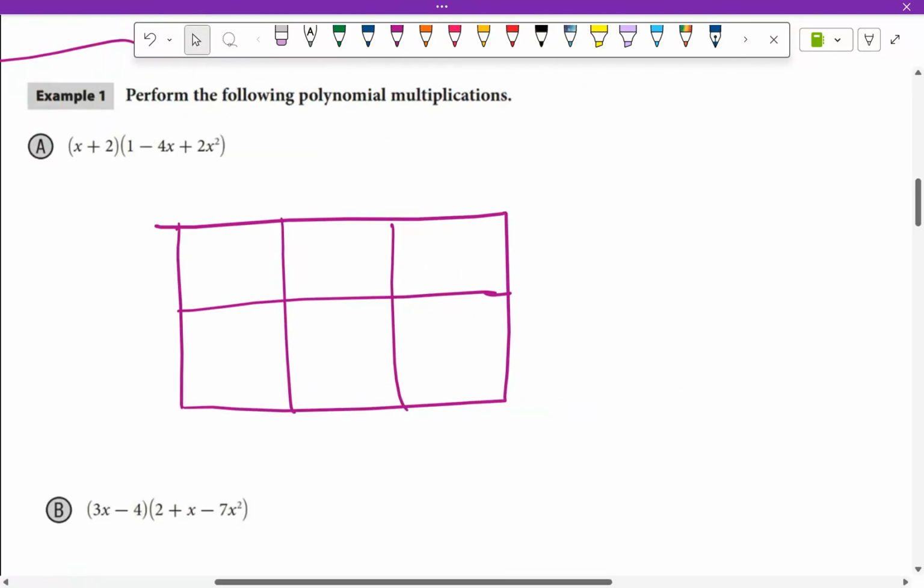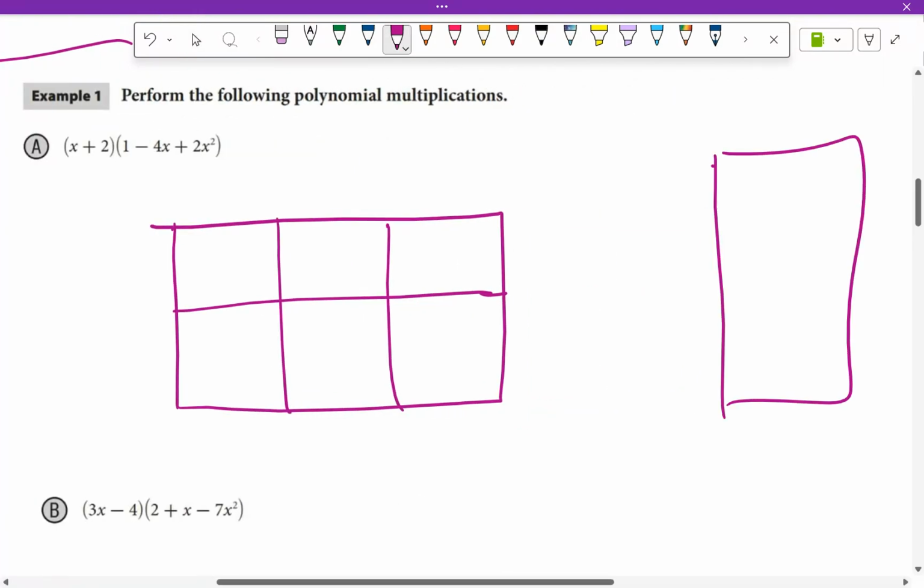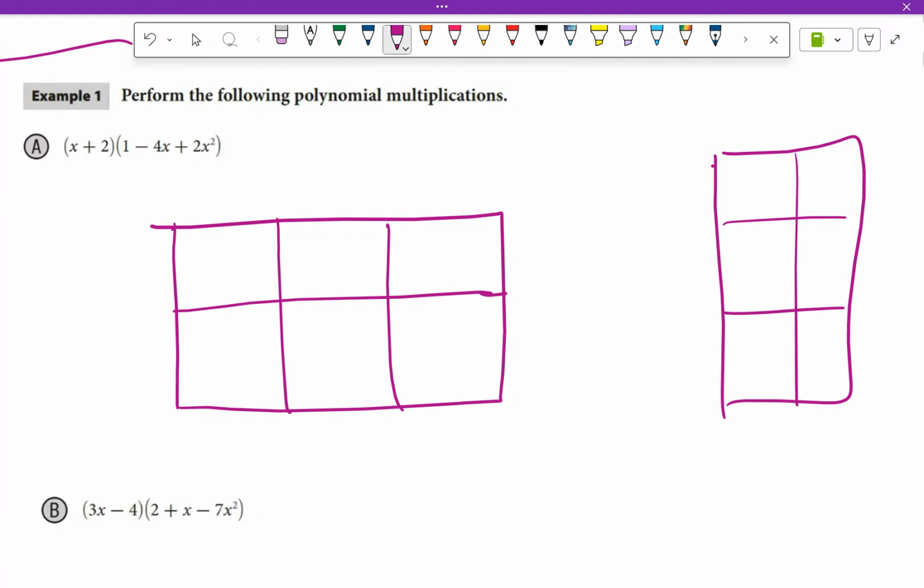I don't have to draw the box that way. I could draw the box this way. And I'm going to get the same outcome. Okay? Your choice on how you draw the box. All right. Across the top, I'm putting the trinomial. So 1 minus 4x plus 2x squared. Down the side, x plus 2. Keep the sign with whatever term it's with.